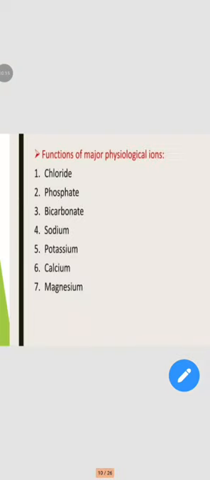The functions of major physiological ions. These are the major physiological ions: first of all chloride, then second is phosphate, third is bicarbonate, fourth is sodium, fifth is potassium, sixth is calcium, and magnesium.